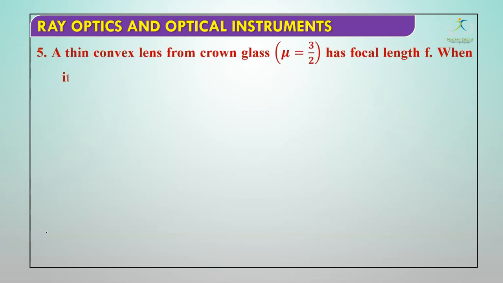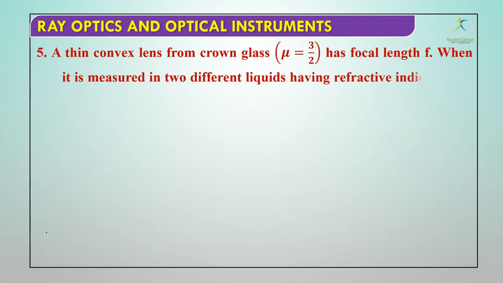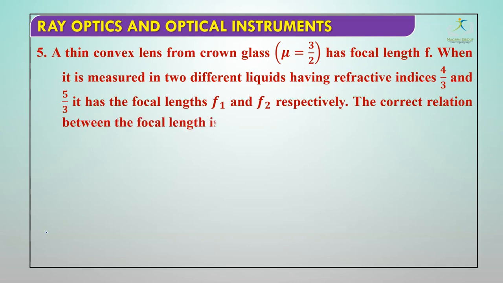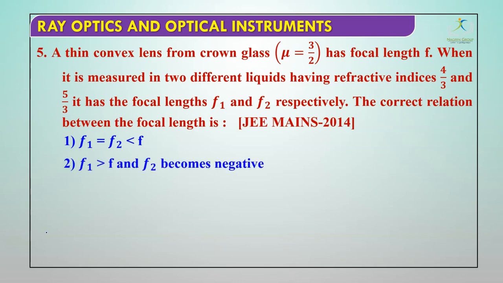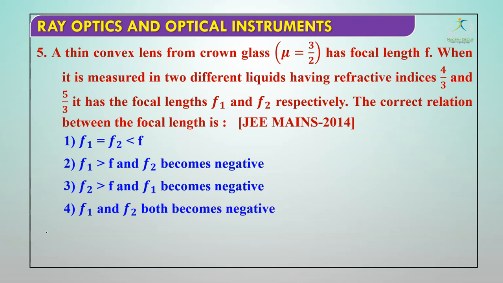Next question we have: a thin convex lens made from crown glass, with mu equal to 3 by 2, has focal length f. When it is measured in two different liquids having refractive indices 4 by 3 and 5 by 3, it has focal lengths f1 and f2 respectively. The correct relation between the focal lengths is: first, f1 equals f2 less than f; second, f1 is greater than f and f2 becomes negative; third, f2 is greater than f and f1 becomes negative; fourth, f1 and f2 both become negative.